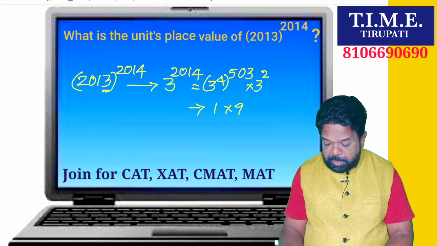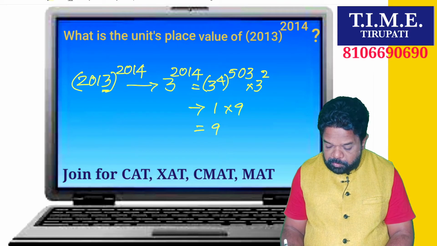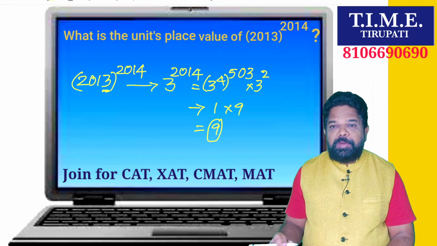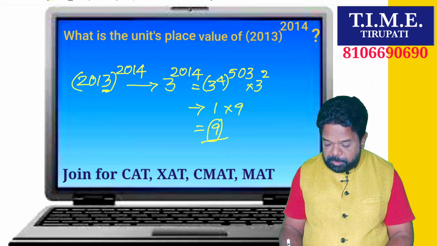What is the value of 3 square? 9 it is. So 1 into 9, what is 1 into 9? 9. So what is the units place value of 2013 whole power 2014? 9 is the units place value.